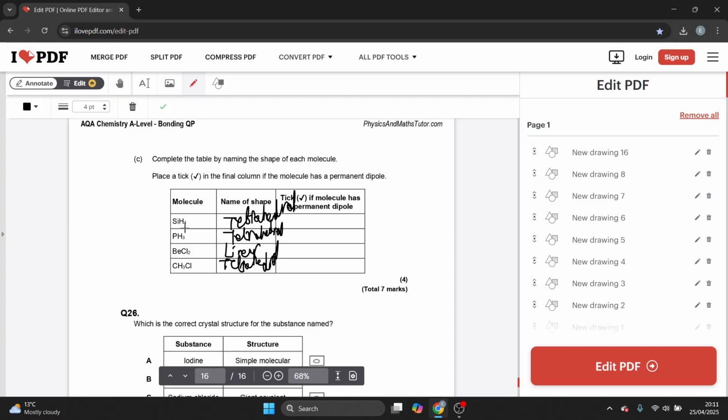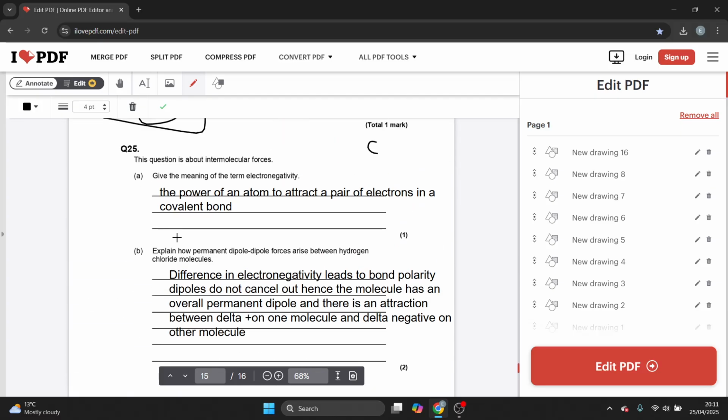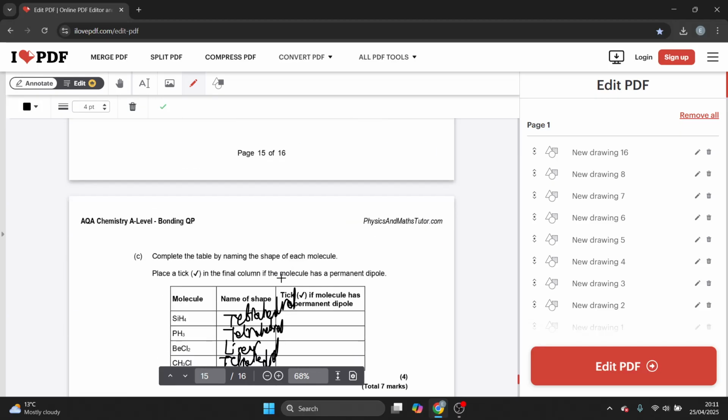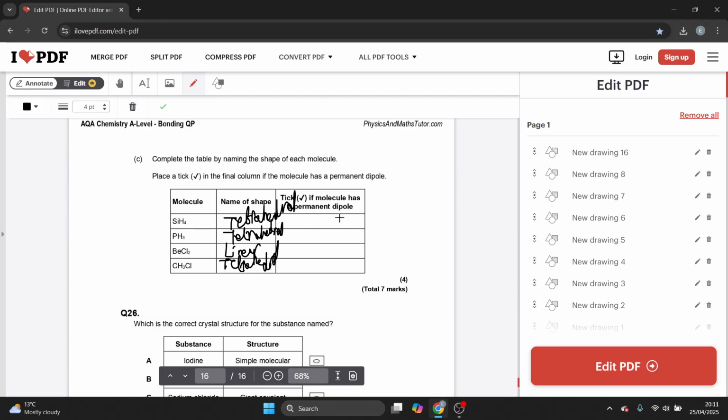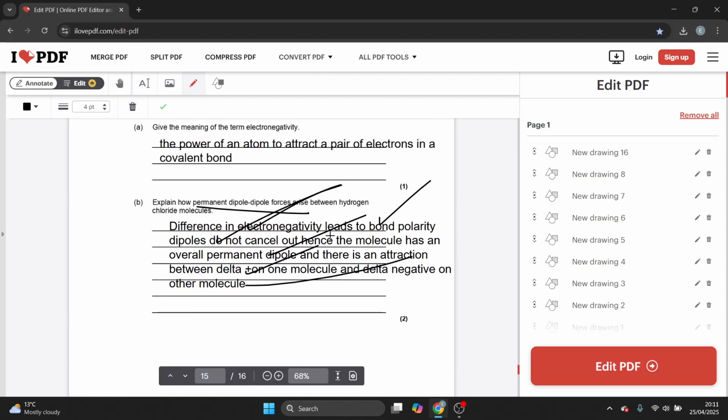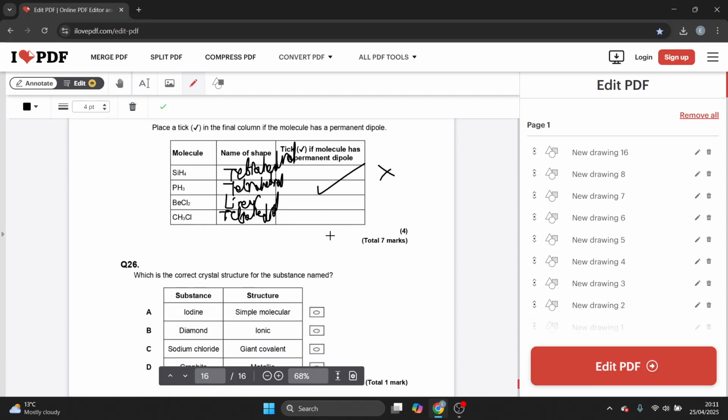Does it have a permanent dipole? Well, let's look at how permanent dipole forces arise. Difference in electronegativity leads to bond polarity. However, bond dipoles do not cancel out, so the molecule has an overall permanent dipole, and the attraction between delta positive on one molecule and delta negative on another molecule. That's completely symmetrical, so it wouldn't have permanent dipoles. This, that would have a permanent dipole, because the dipoles won't cancel out, therefore the molecule has an overall permanent dipole. This, that's completely symmetrical, so dipoles do cancel out, and this one, the molecule will have a permanent dipole.